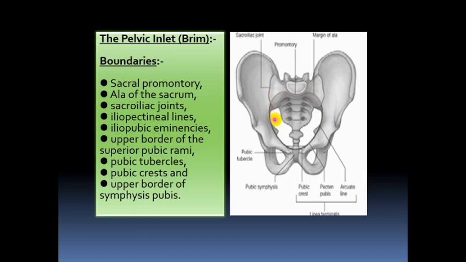And as we say, that is very important because it is the boundary by which, if the largest transverse diameter of the presenting part passes through, we consider the presenting part engaged, and this is usually associated with normal progression of labor. This is the boundaries of the pelvic inlet or pelvic brim.